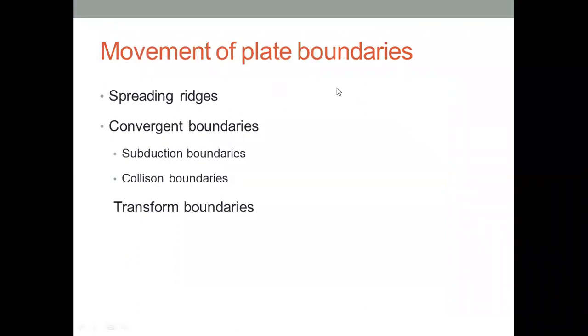Now the movement of plate boundaries. Based on this convection current, how are the plate boundaries classified? When the plates move away from each other, it is called a divergent boundary, or spreading ridges. When two plates are hitting or colliding with each other, there are two types of convergent boundaries possible: one is subduction and the other is collision.